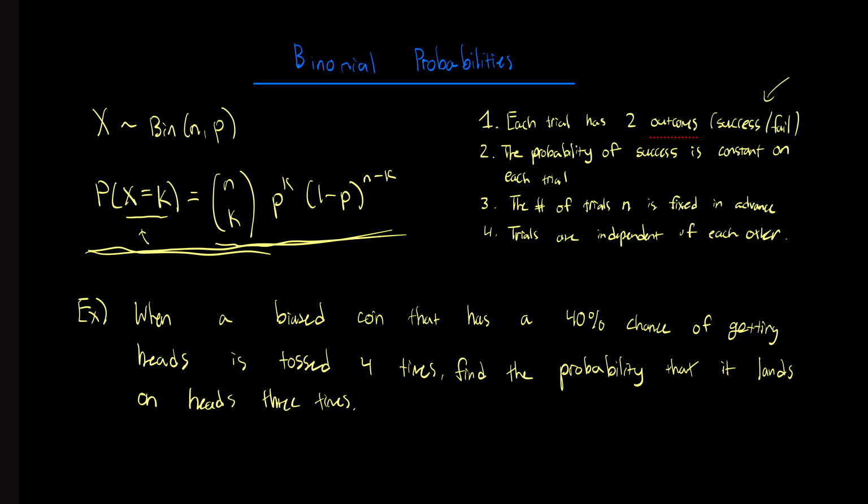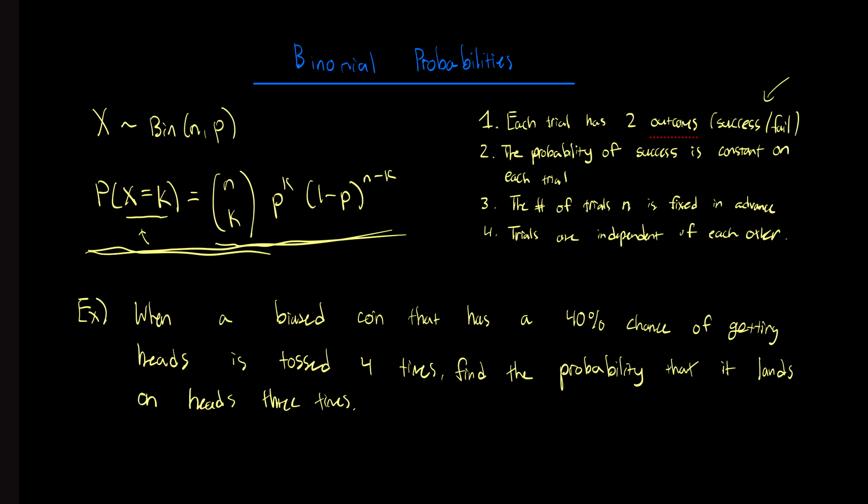The first one is that each trial has only 2 outcomes. It is either a success or a fail. That's it. There's nothing in between. Number 2 says that the probability of success is constant on each trial. So the probability of success does not change on each trial. Number 3 says that the number of trials, n, is fixed in advance. So again, this is not dynamic. We do not change the number of trials as we do the trials.